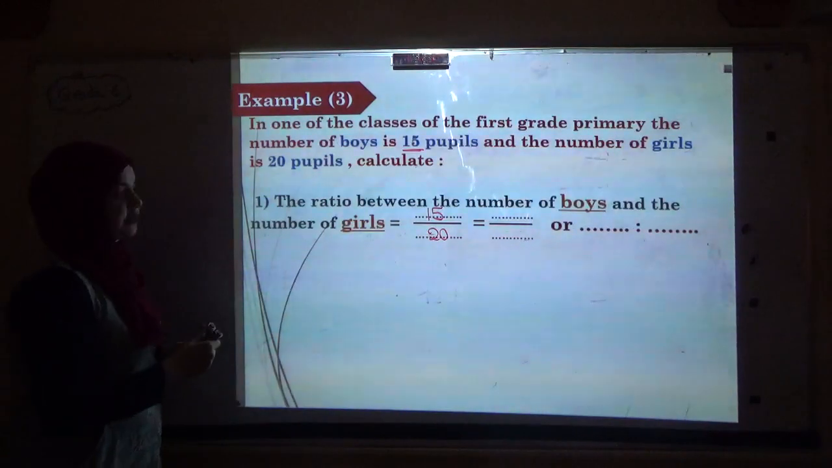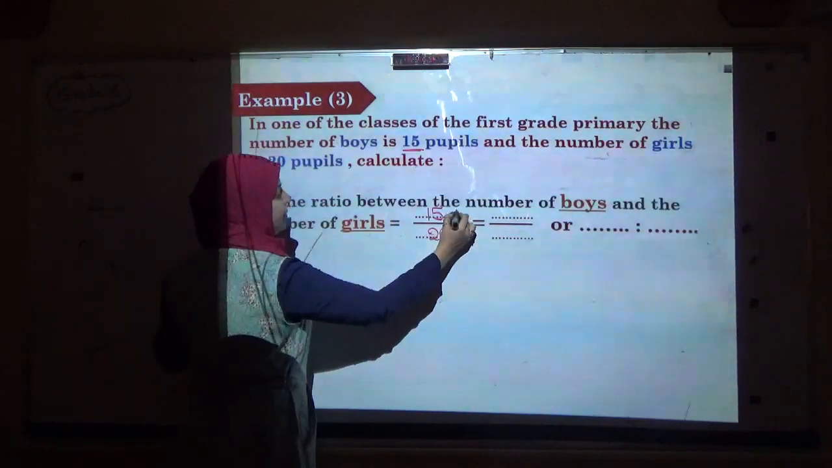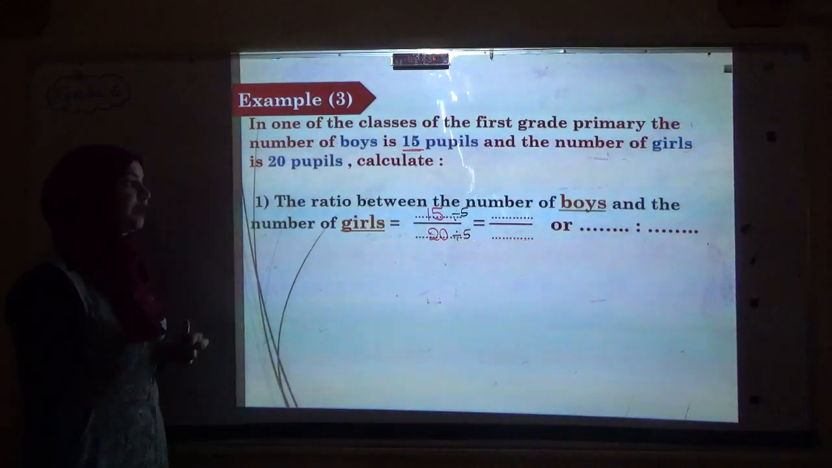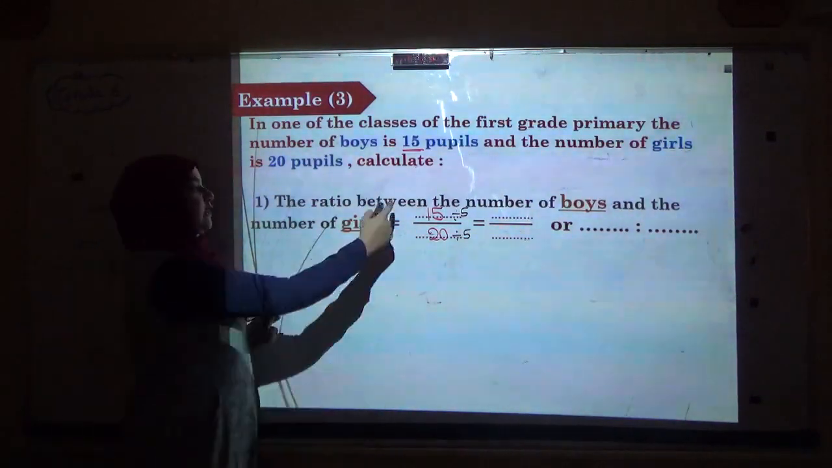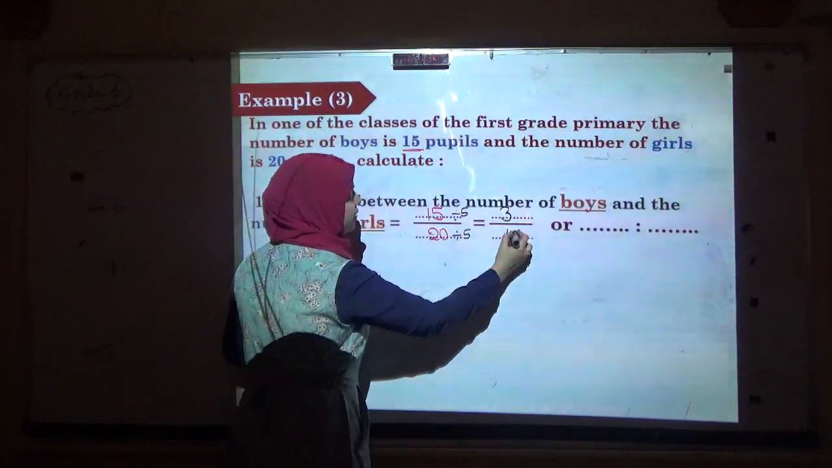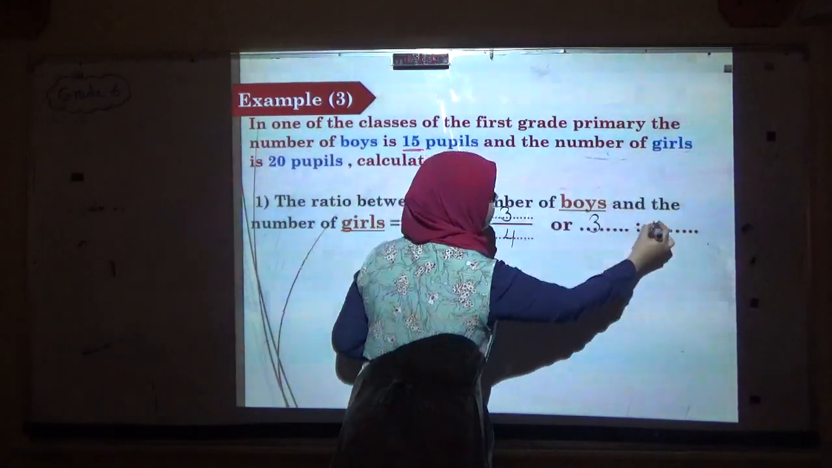We will simplify this ratio by dividing up and down by 5, because the highest common factor between 15 and 20 is 5. 15 divided by 5 equals 3. 20 divided by 5 equals 4, or 3 to 4.